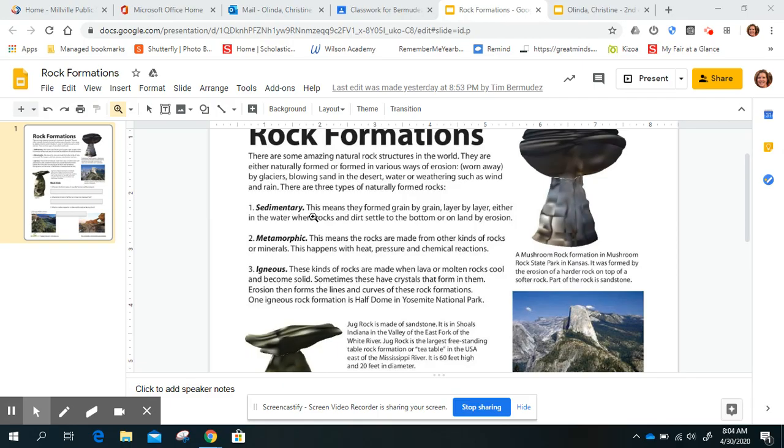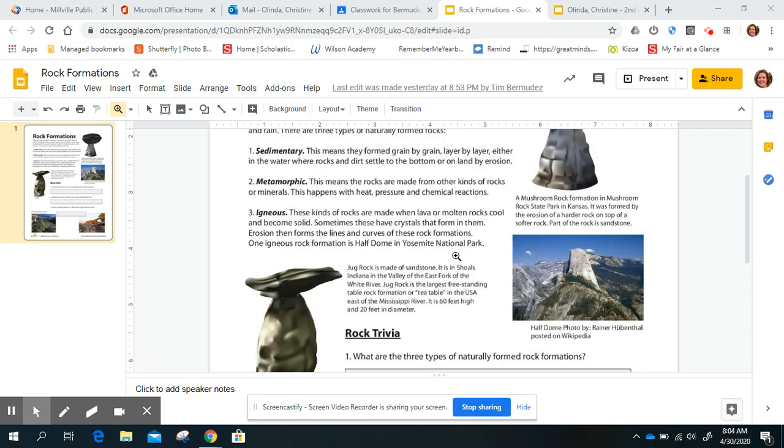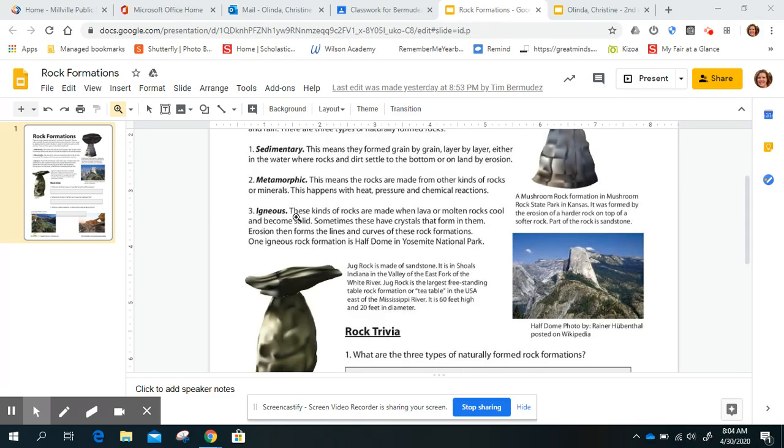So number 1, sedimentary. This means they formed grain by grain, layer by layer, either in the water where rocks and dirt settle to the bottom or on land by erosion. Number 2, metamorphic. This means the rocks are made from other kinds of rocks or minerals. This happens with heat, pressure, and chemical reactions. And number 3, igneous. These kinds of rocks are made when lava or molten rocks cool and become solid. Sometimes they have crystals that form in them. Erosion then forms the lines and curves of these rock formations. One igneous rock formation is Half Dome in Yosemite National Park.